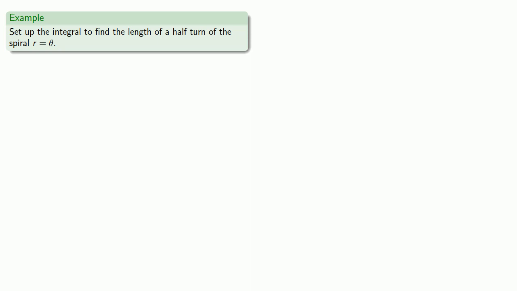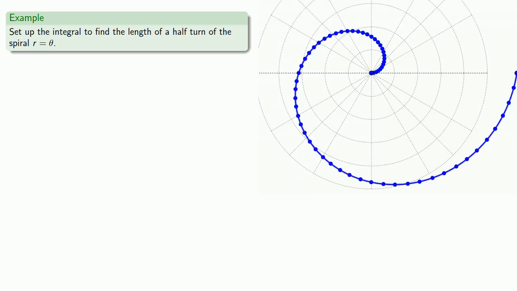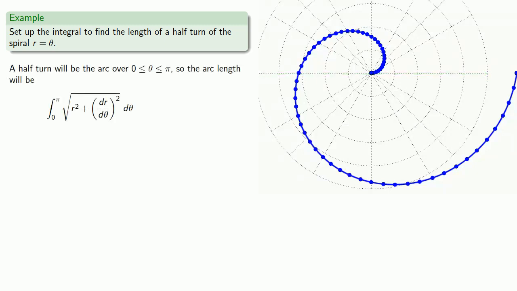The previous example should emphasize the importance of graphing to make sure that we're not retracing a portion of our curve. So let's graph r equals theta. Now, if we want a half turn, that's going to be the arc over the interval from 0 to pi. So we'll set up our arc length integral. We need dr d theta, so since r equals theta, we'll differentiate. So we can replace dr d theta.